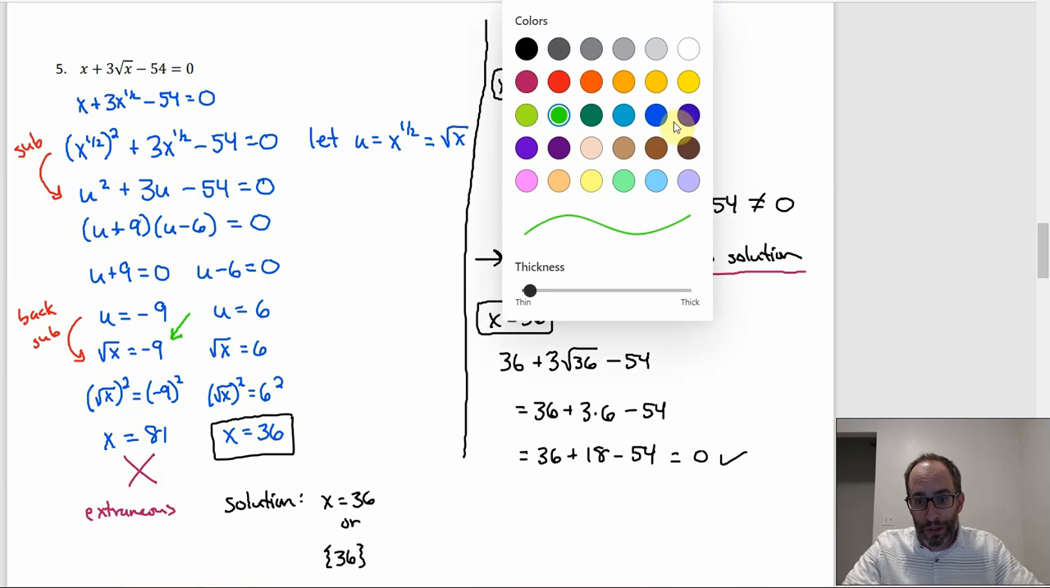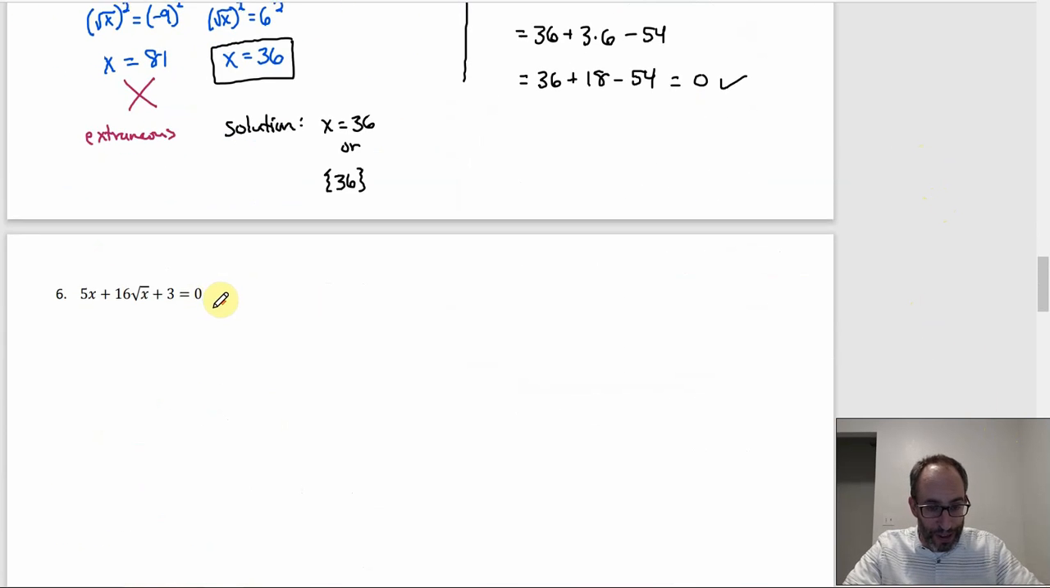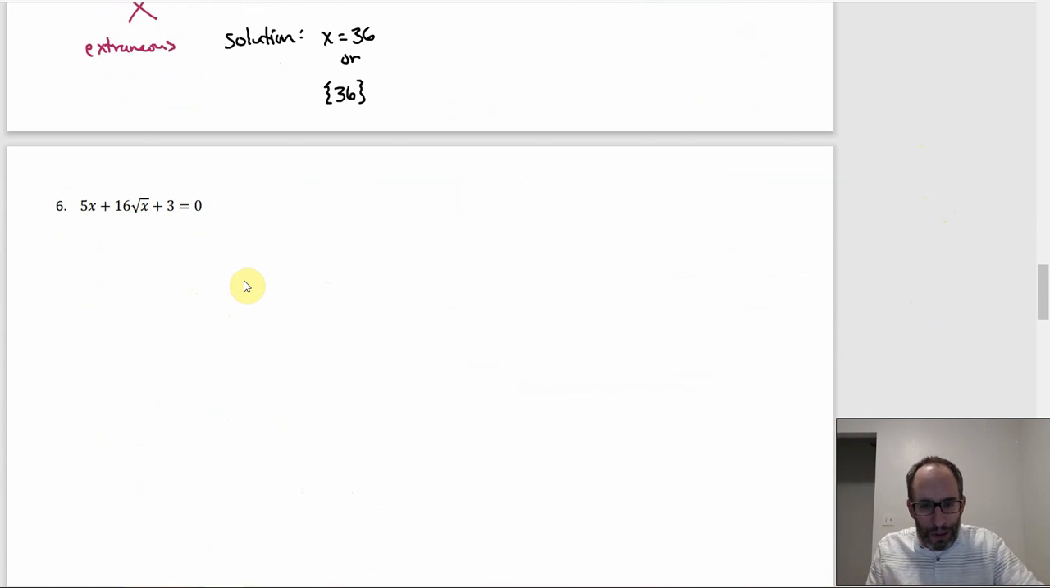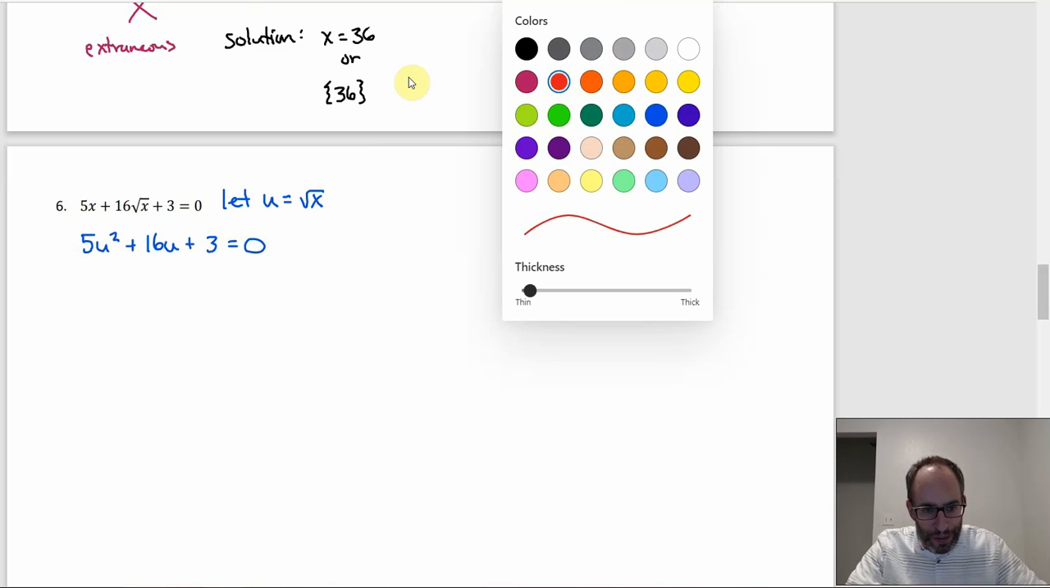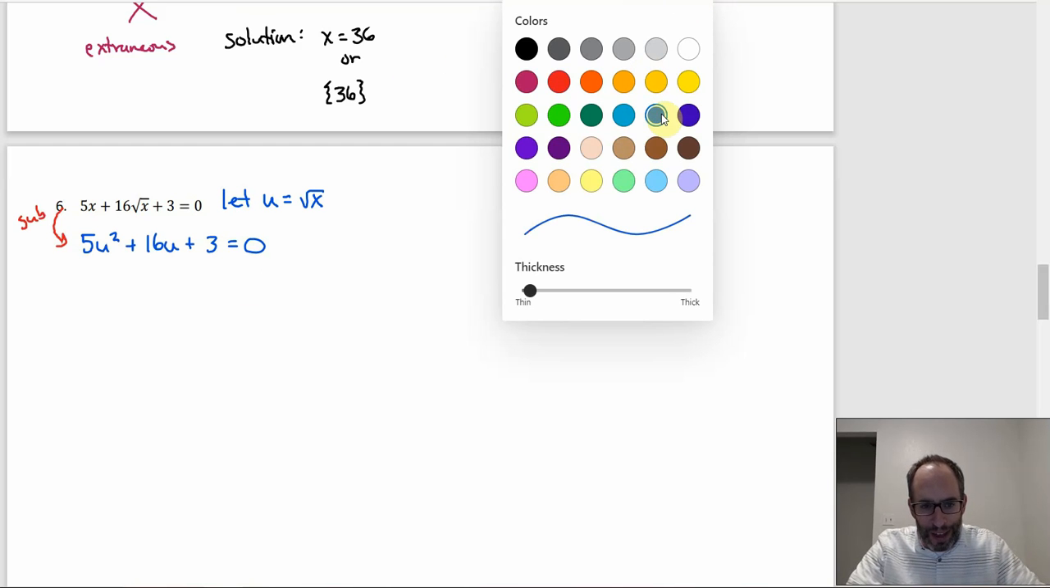So number 6 looks like number 5 because it's got the x and the radical x, right? So pretty clearly we can see what we're going to do, right? We're going to let u equal radical x. So then if we sub in, we're going to get 5u squared plus 16u plus 3 equals 0, right? So I guess there's my sub. And then that does factor. So that would be the next step.